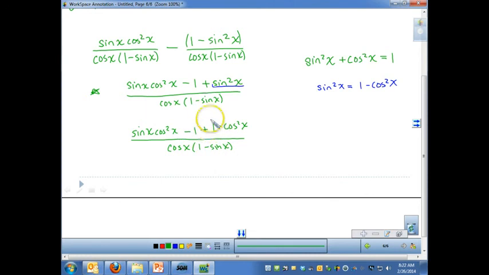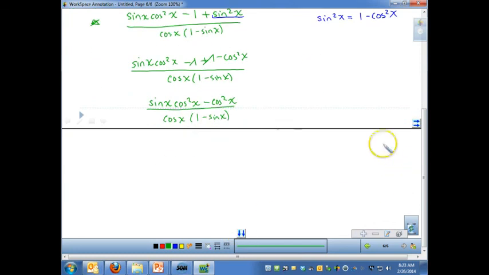So what happens in the numerator now is these 1's will actually cancel. So let's just go ahead and rewrite it, take another look. So I have sine of x cosine squared of x, and then minus cosine squared of x, all over cosine of x times 1 minus sine of x. So now I just have two terms, and I can see I have cosine squared in both of them. So let's go ahead and factor that out.